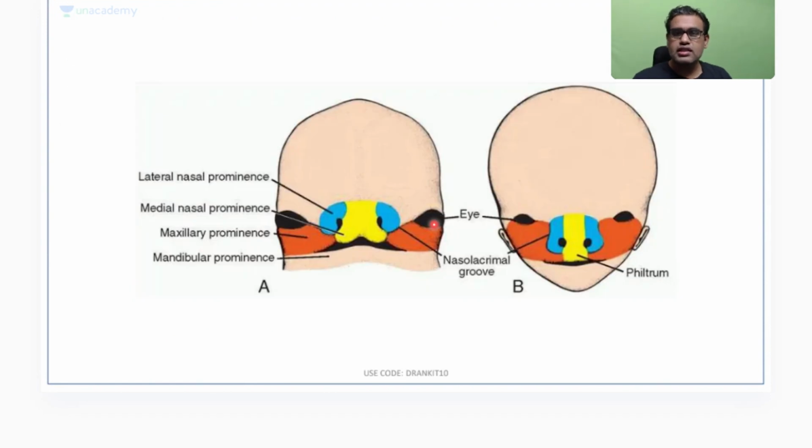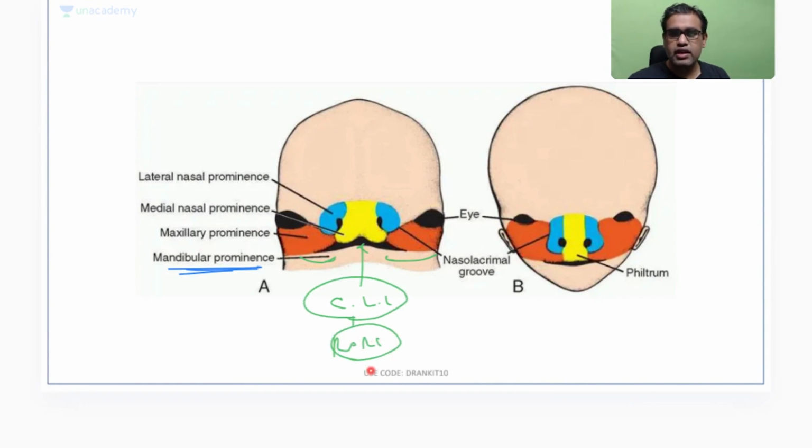You can look at this slide. Here you can see the mandibular prominences. They are both coming and they fuse over here. If they don't fuse, you have this cleft lower lip, which is a rare anomaly, not very common. But yes, a question may be asked. Here we have shown you an image.